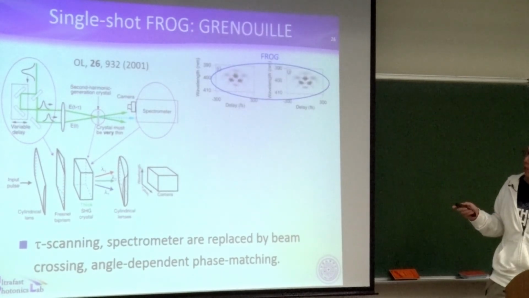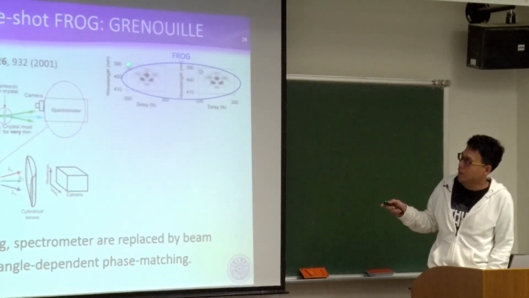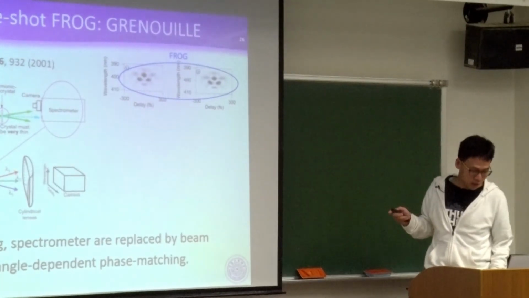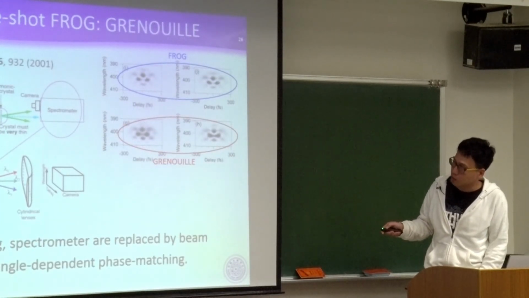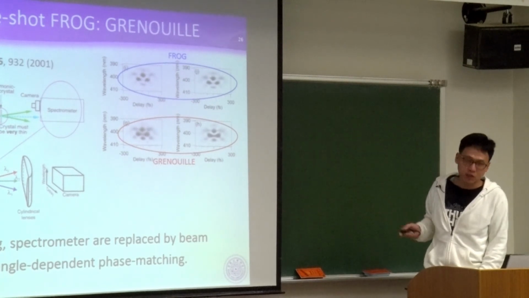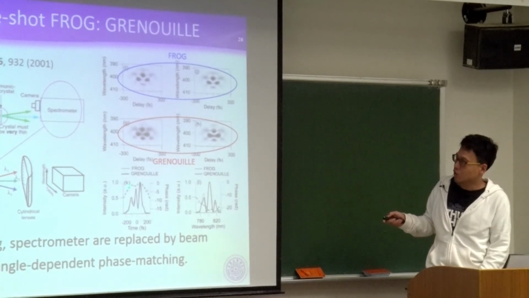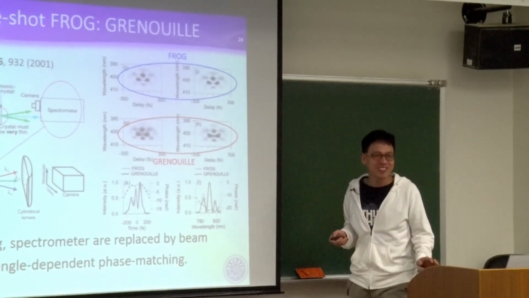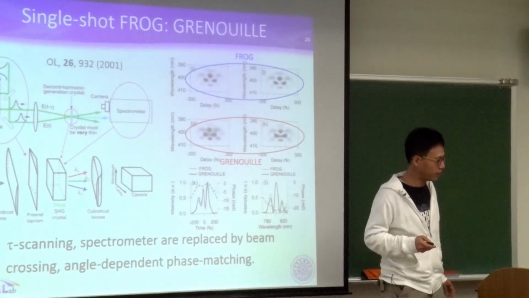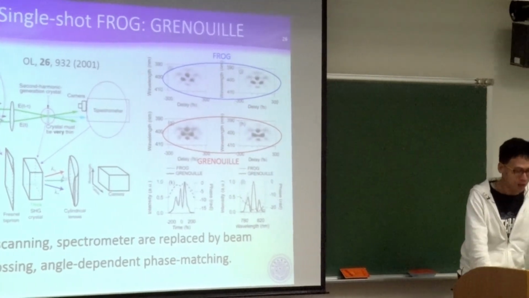And this is the experimental result. With standard FROG, you got this trace. With Grenouille, the simplified apparatus, you got the measured trace and retrieved trace. So they look very similar. And they get essentially the same time domain waveform and frequency domain spectrum. So this is a very genius design of a single-shot FROG measurement.